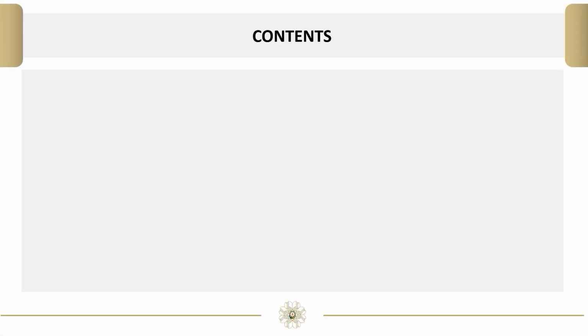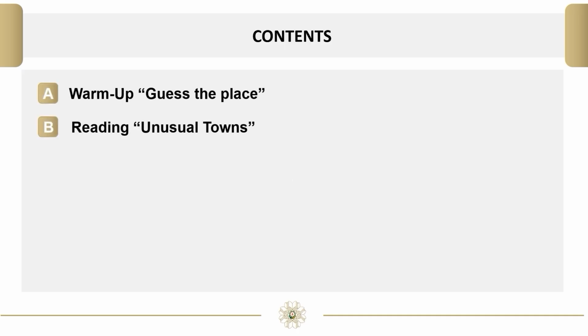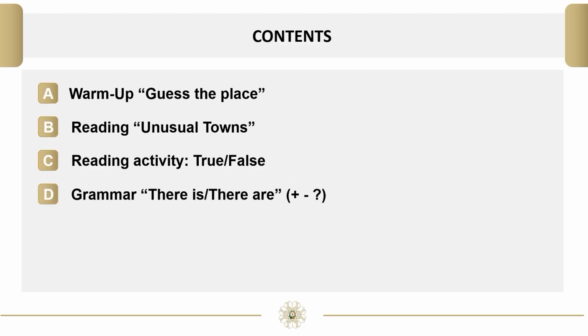Today, our topic is unusual towns. The contents of today's lesson are reading and reading activity on unusual towns. Once we're done with the reading part, we'll get introduced to the grammar on there is, there are, and its usage in affirmative and negative sentences and questions. Closer to the end of the lesson, we're going to have several grammar activities on there is, there are.